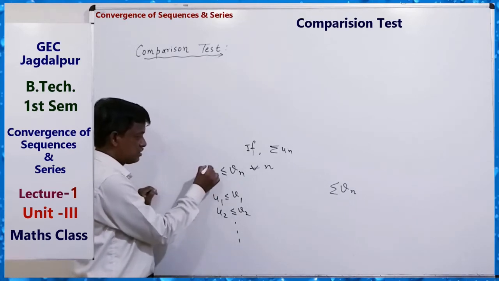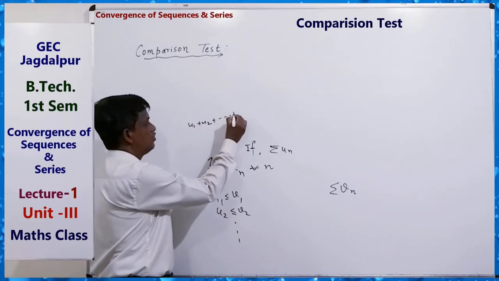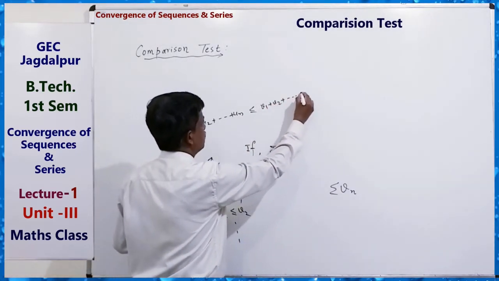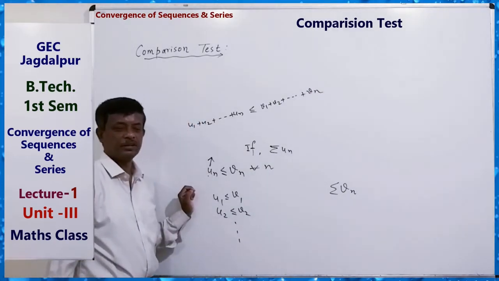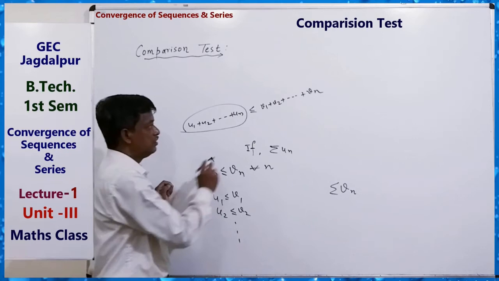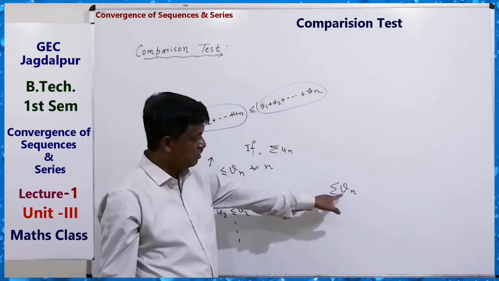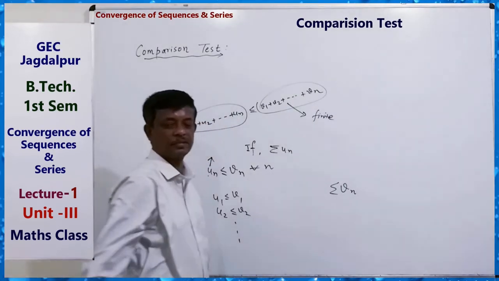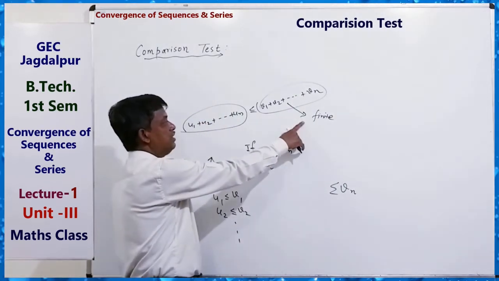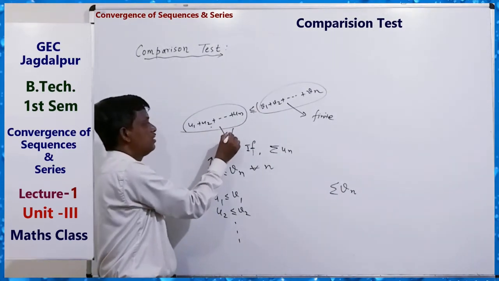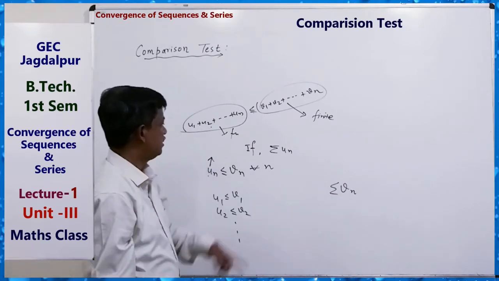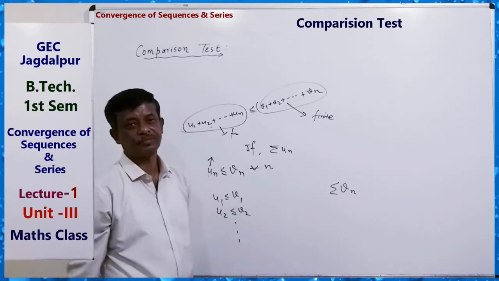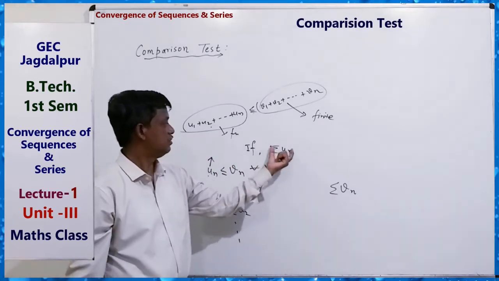So its partial sum, what? U1 plus U2 up to Un will also be less than or equal to V1 plus V2 up to Vn. This is the partial sum for Un, and this is the partial sum for Vn. If Vn is convergent, then this is tending to a finite value, and as this is less than or equal to it, this is also finite. So if Vn is convergent, then Un is convergent. So it is our helping series. If we can get a helping series just like this, then we can say that the given series is convergent.